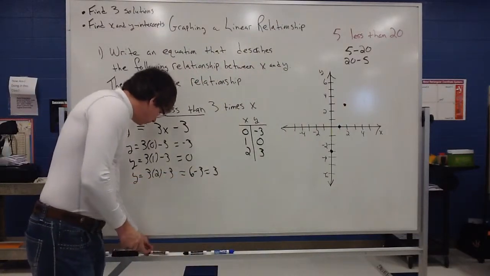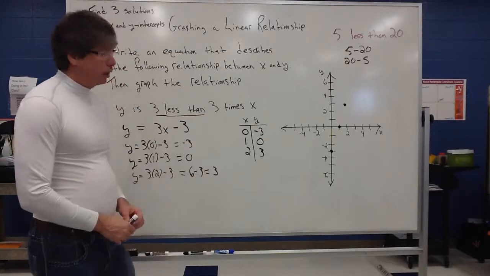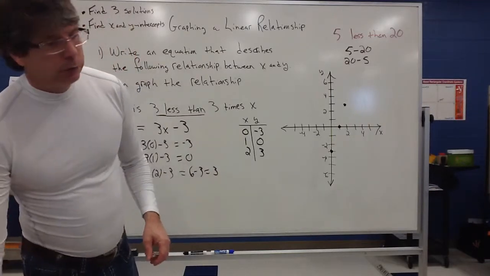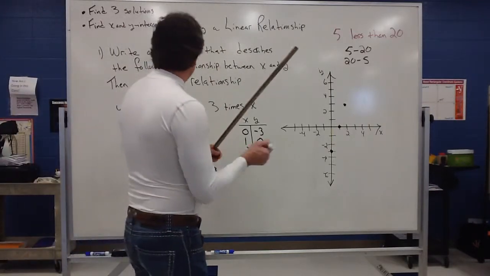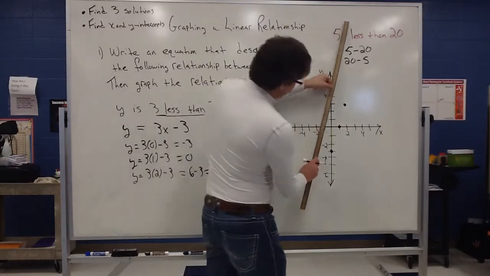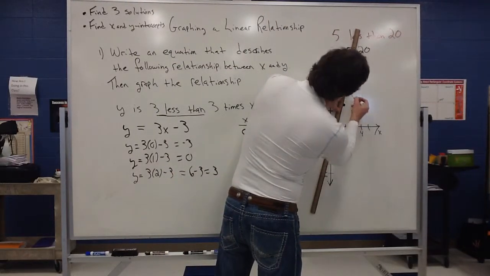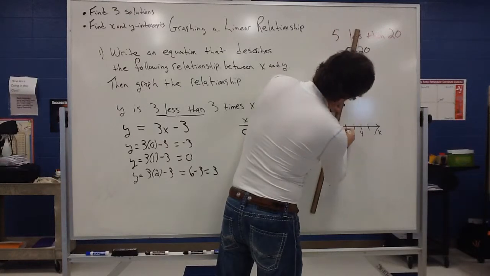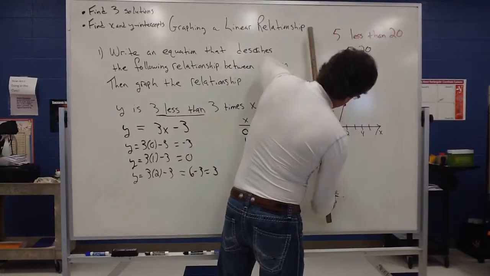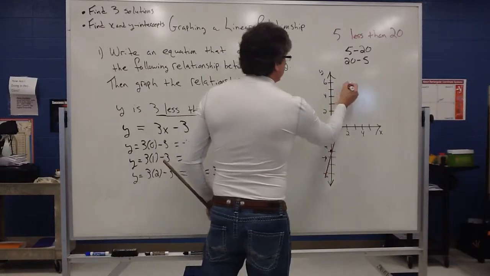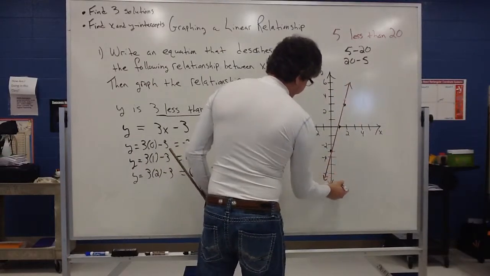From there, don't forget to draw your line. Once you plot those points, that's not your final answer. The relationship is actually the line itself. So I have to line these 3 points up, and I'm going to try to draw a line through those 3 points. So that would be my setup there.